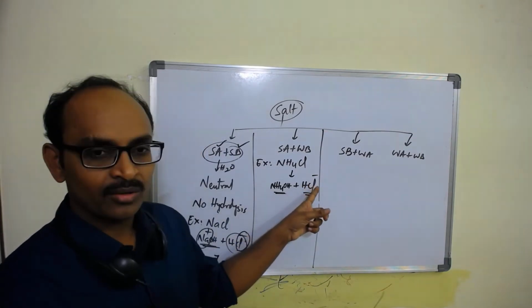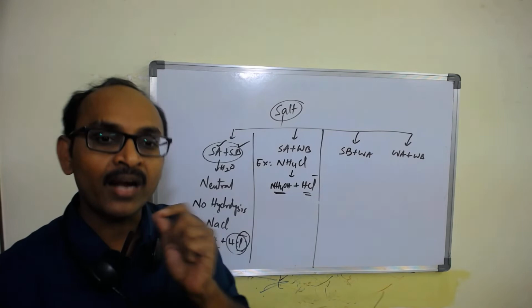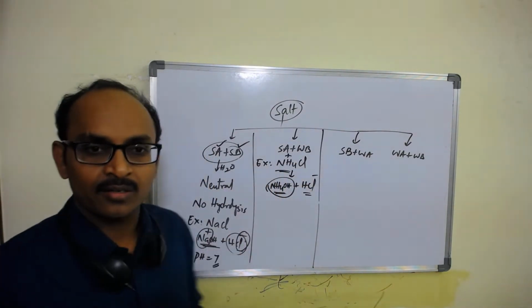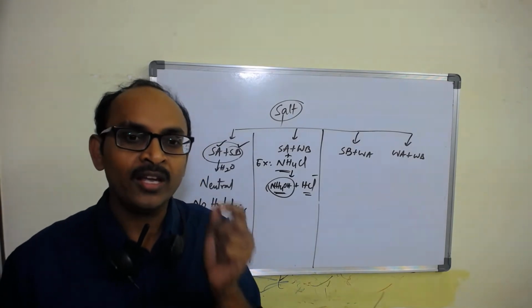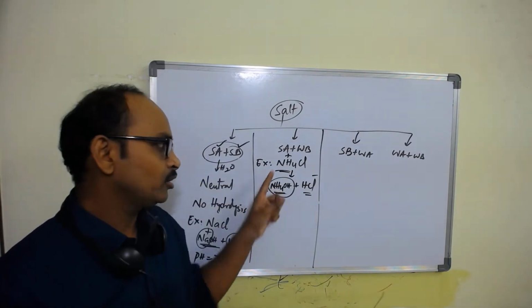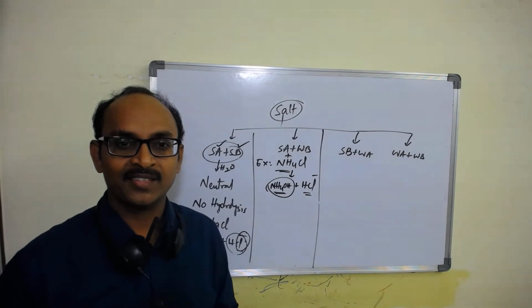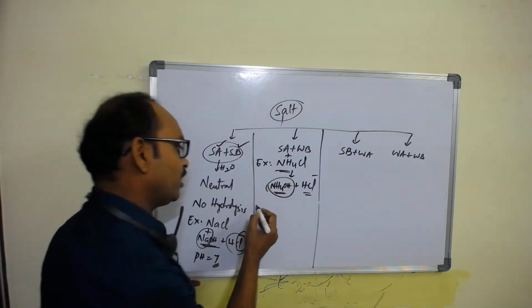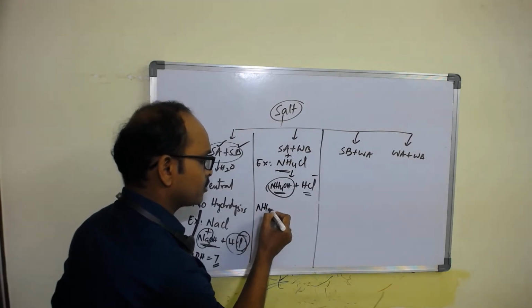It's a weak base, no? So it will not get hydrolyzed. But the NH4 plus, which is coming from a weak base, according to Bronsted-Lowry theory, if the base is weak, the conjugate will be strong. Because the conjugate is strong, this NH4 plus can undergo hydrolysis.